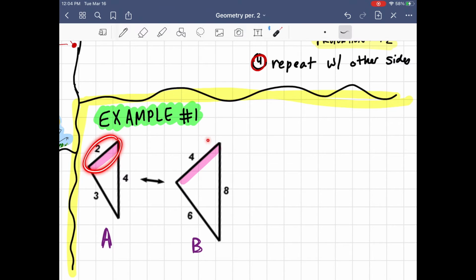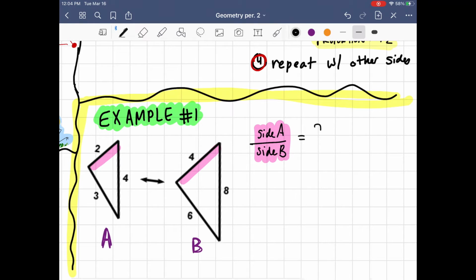So the 2 goes with the 4. Those are in the same position. Those are corresponding. So I'm just going to write a fraction. The side of A over that side of B. And it's those pink sections there. And so that equals 2 over 4. And again, those come directly from those sides of the triangle. And if I reduce it, I get 1/2.